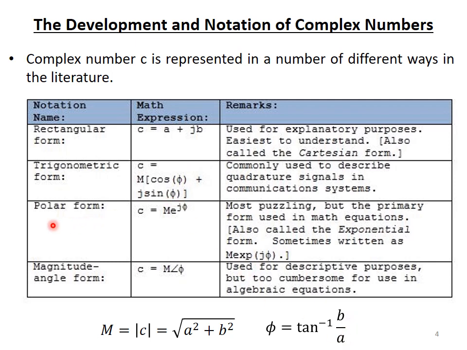The third type of representation is the polar form, probably the most puzzling form of representing a complex number. But if you know Euler's identity, you can represent this complex exponential in the form of a trigonometric expression: cos phi plus j sin phi. The other form is called the magnitude and angle form, in which the complex number is represented by its magnitude and its phase angle.